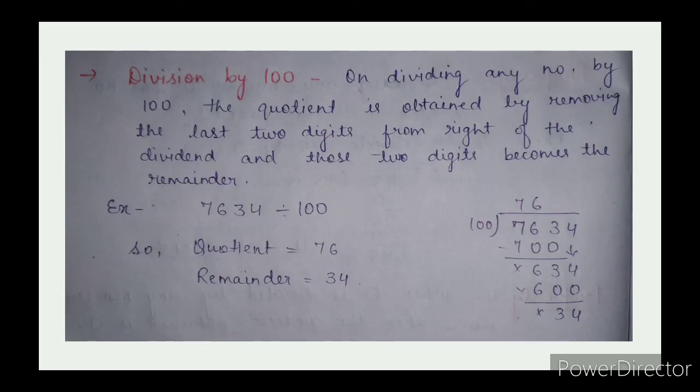Now the second, division by 100. On dividing any number by 100, the quotient is obtained by removing the last two digits from the right side of the dividend, and those two digits become the remainder. For example, if you divide 7634 by 100, you can see 76 is your quotient and 34 is left as the remainder. So the last two digits of the number are the remainder and whatever is left is the quotient.